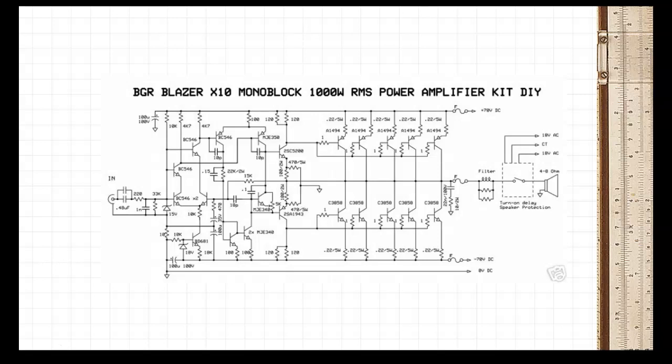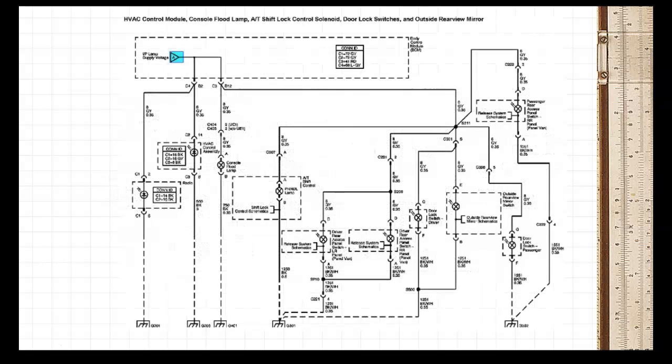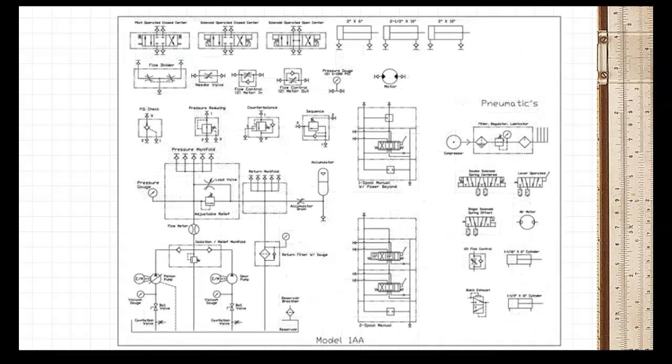All right, this is a power amplifier kit. You can tell again that it's electronics because what are these the symbol for? Those are resistors, one of the most common electronic components. This one is an HVAC control module.